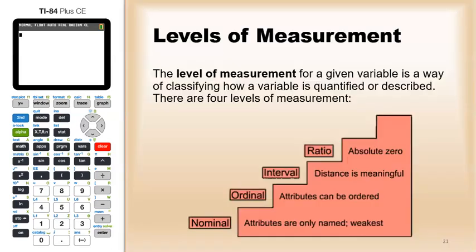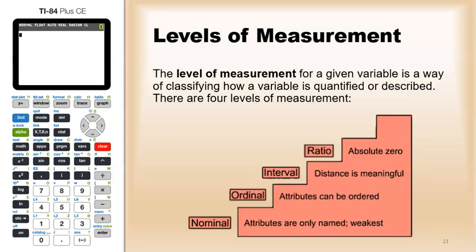You might have noticed in the last examples that variables come in different flavors. Some of them are words, some of them are numbers, some of them can be ordered, some of them not so much. The level of measurement for a given variable is a way of classifying how a variable is quantified or described. And there are 4 levels of measurement.